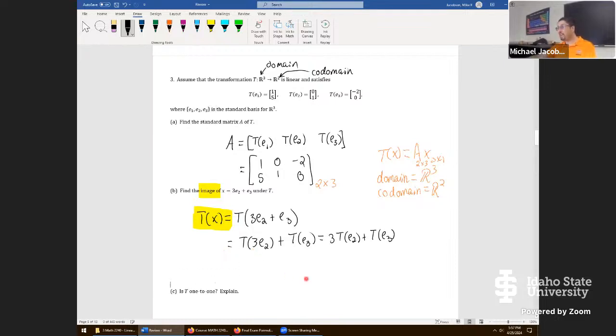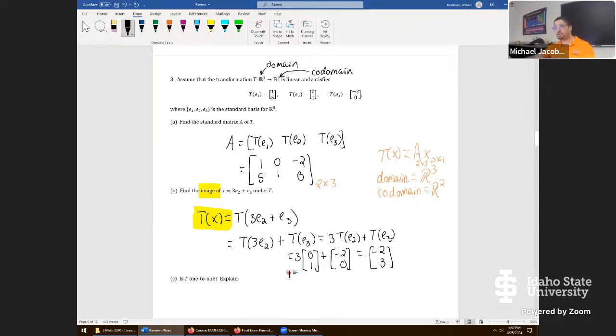And notice we still haven't had to use a matrix multiplication. Although this works, we already know what T of e2 does. It just maps to 0, 1. So this is 3 times 0, 1. T of e3 maps to negative 2, 0. So altogether, this just turns into a negative 2 by 3. And I think that's a faster way to calculate this thing. You don't have to do a matrix multiplication, so that's always beneficial, I think. Any questions, folks, with the steps so far?